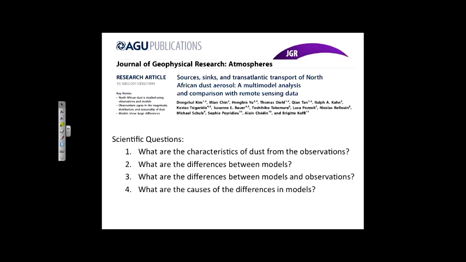So recently I had a paper published in JGR. The title is similar to my talk title. And in this paper, I would like to answer these questions. What are the characteristics of dust from the observations with newer data? What are the differences between models? What are the differences between models and observations? What are the causes of the differences in models?